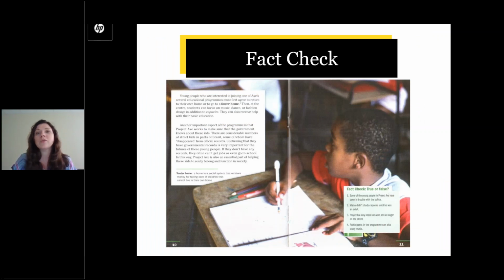Also, we need to scan the text to look for some specific details, right? Here it is called fact check, right? True or false? There are some facts from the book. Let's check them, right? Of course, we always need to ask these questions. You all mentioned them when I was asking how to work with a non-fiction article.